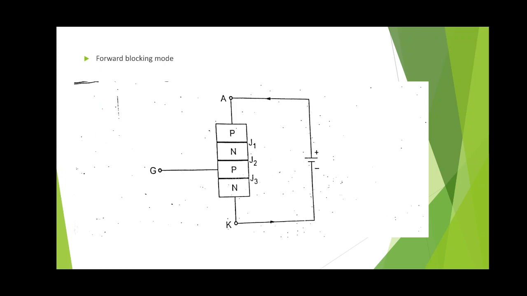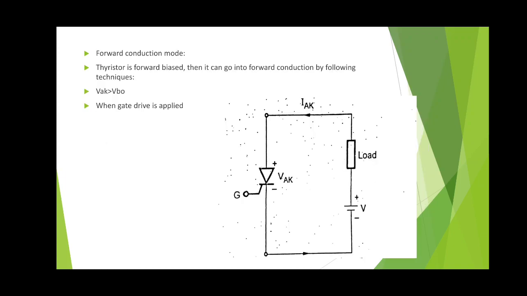In the forward blocking mode, the thyristor is forward biased, but it does not turn on. Once again, I am repeating, in the forward blocking mode, the thyristor is forward biased, but it does not turn on. The third mode of operation of the SCR is forward conduction mode.